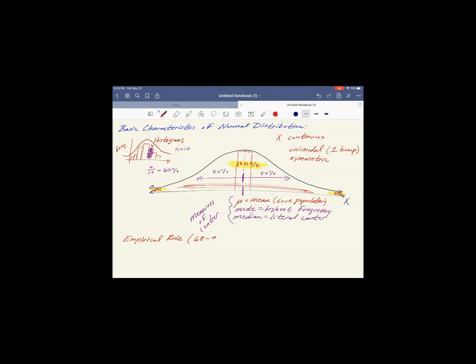Let's talk now about something called the empirical rule. This empirical rule can also be referred to as the 68, 95, 99.7 rule. And there's a prerequisite for applying this approximate way of thinking about area corresponding to parts of our distribution. The prerequisite is that we have an approximately normal distribution.